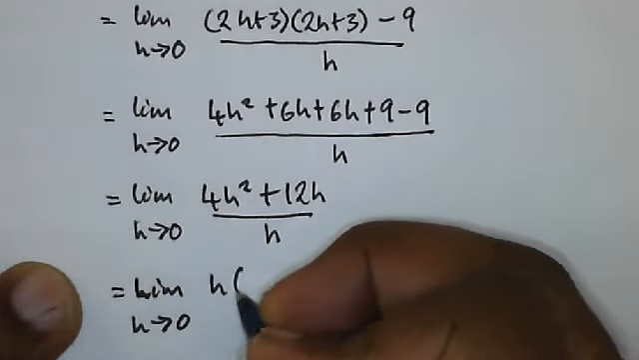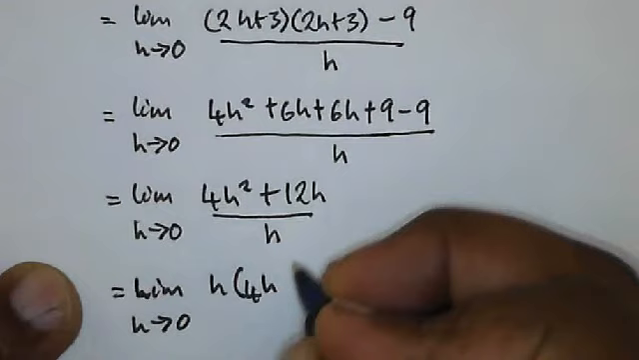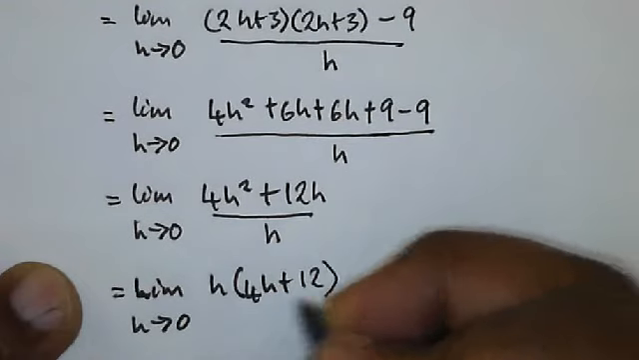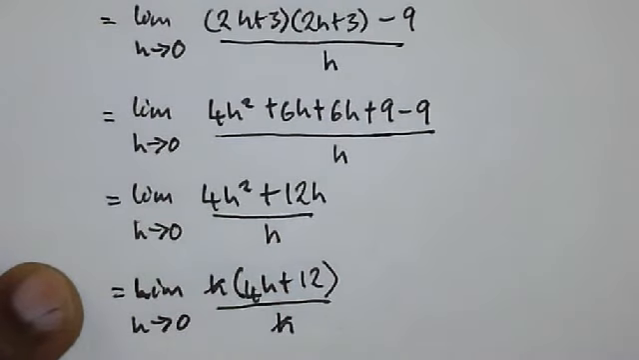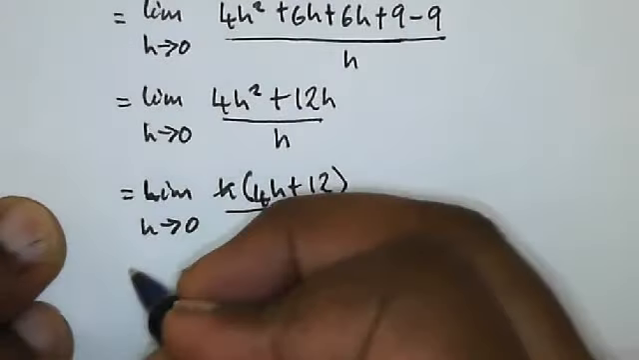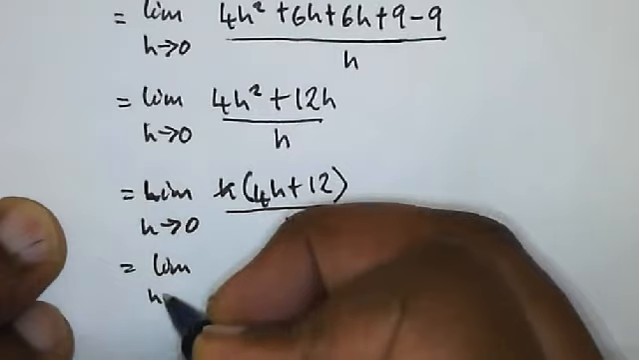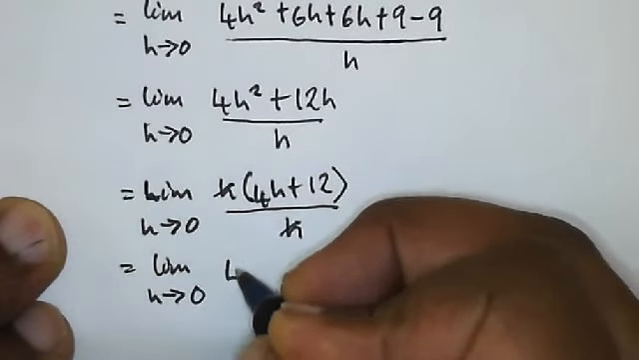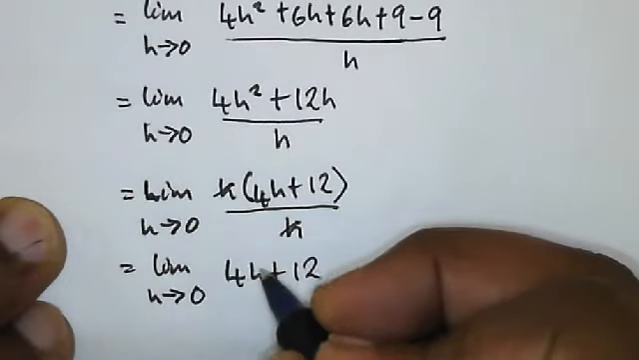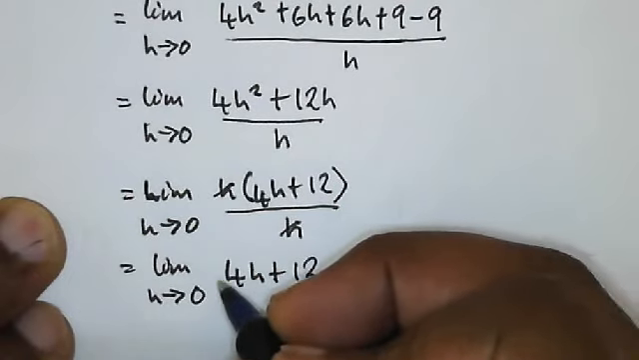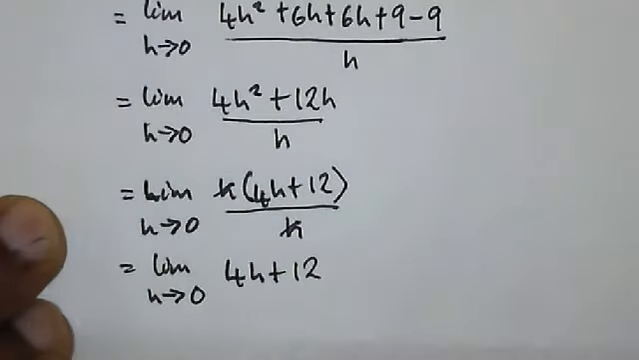Okay. So it becomes the limit as h approaches naught. Take the h out, so that becomes h times (4h plus 12) over h. Now they can cross each other out. And when they do cross each other out, we're going to find the limit as h approaches naught of 4h plus 12. Remember, h is approaching naught, so that means here it's naught, isn't it? So this whole thing just becomes naught.